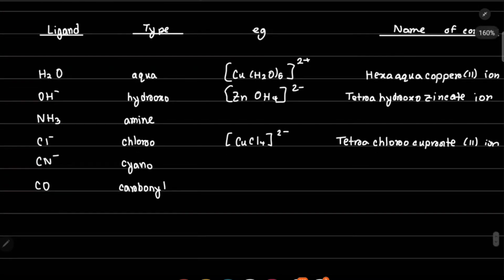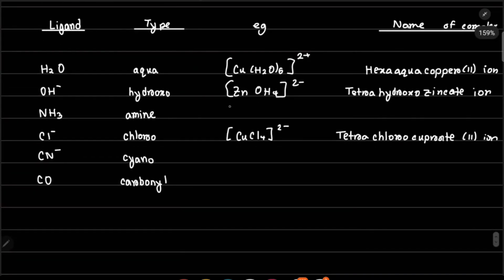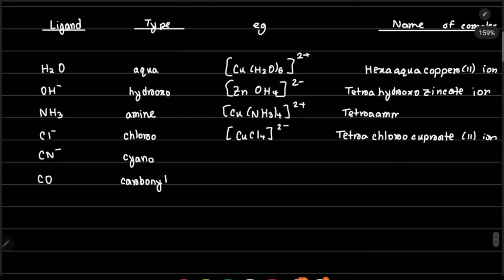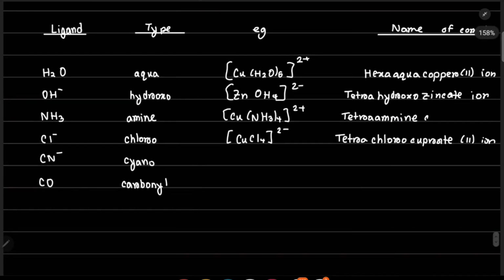And for ammonia, an example will be Cu(NH3)4 2 plus. This would be tetraammine. When we are writing the name of the complex, for ammine we have to use a double m. This is a bit different. This is tetraamminecopper(II) ion.